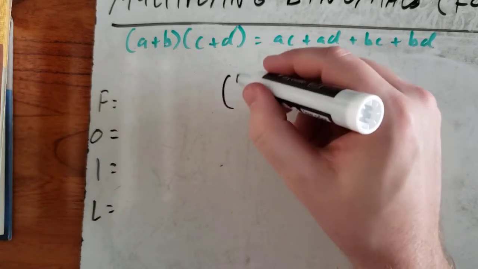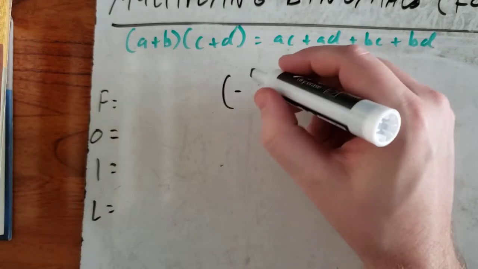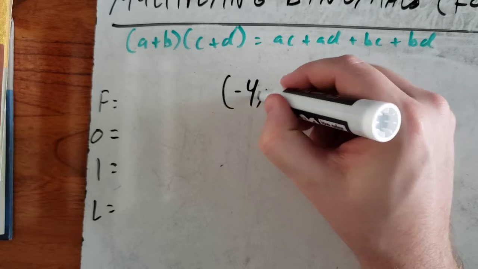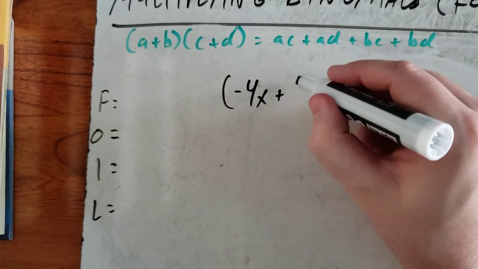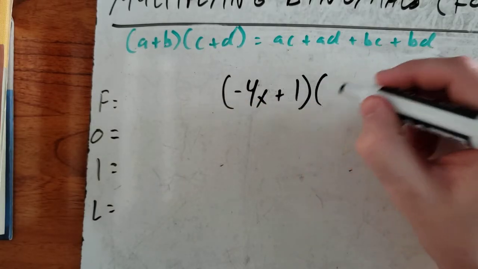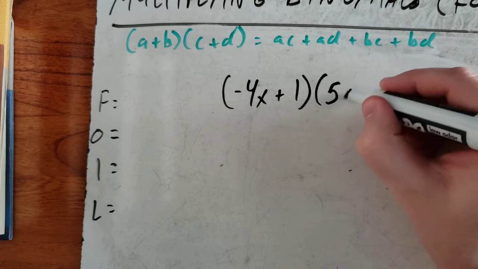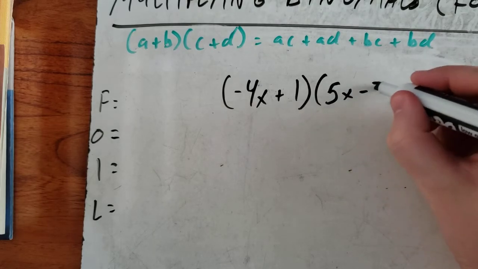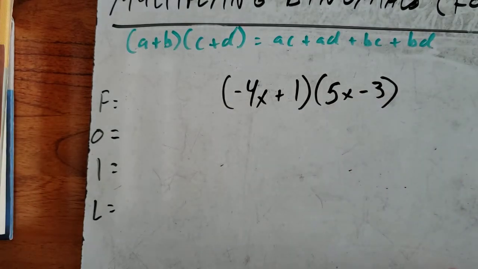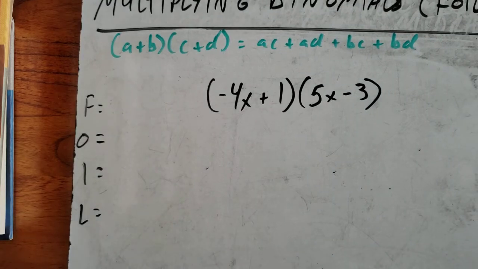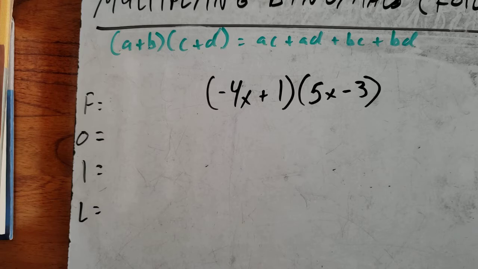Let's do negative 4x plus 1 times 5x minus 3. Okay, now there's some negatives in there, whatever. It's the same process, okay? Remember, you can use a calculator, okay? I don't care. You can use one. If it helps you with negatives, that's fine, all right?